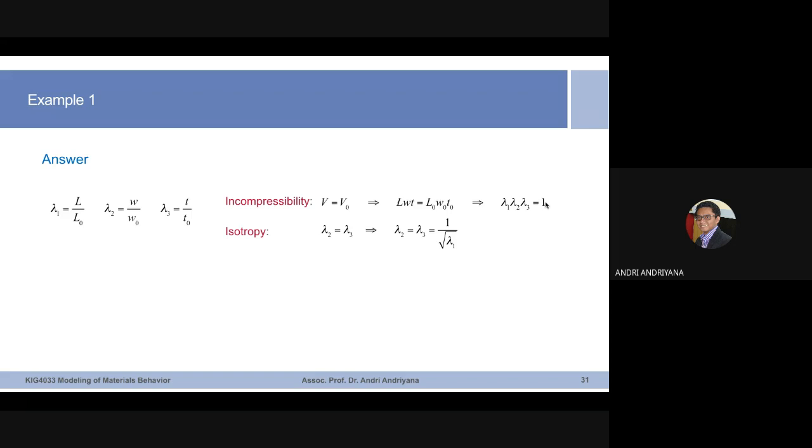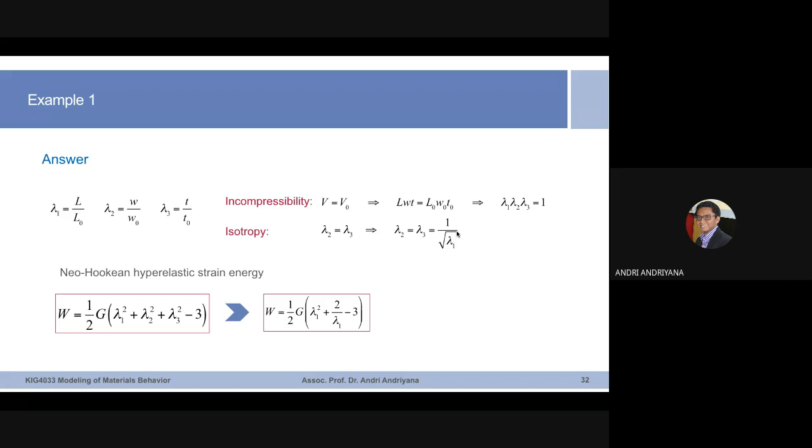The second assumption is isotropy. Isotropy means that the materials will have the same Poisson ratio along direction 2 and along direction 3. They will deform in the same way, which means that lambda 2 will be equal to lambda 3. If I combine this with the first relation from the incompressibility assumption, then I will have lambda 2 equal to lambda 3 equal to 1 over square root of lambda 1. Now, I managed to link lambda 2 and lambda 3 to lambda 1.